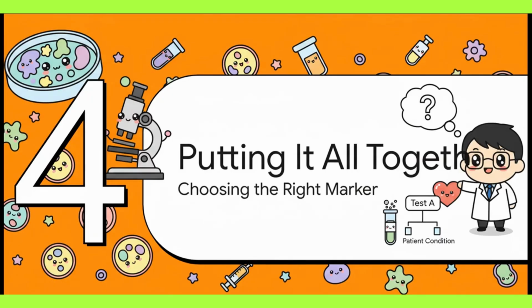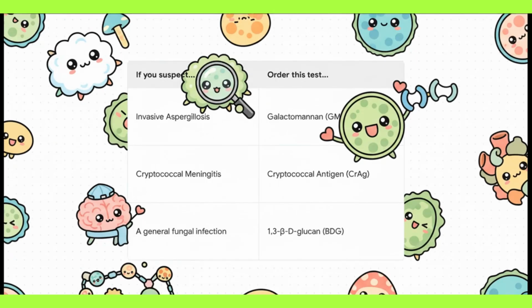Okay, we have covered a lot of ground. So now, let's put it all together. How does a clinician decide which test to use? Well, it all comes down to the suspected disease and the patient's specific clinical situation. This slide is a great little summary, kind of like a cheat sheet.